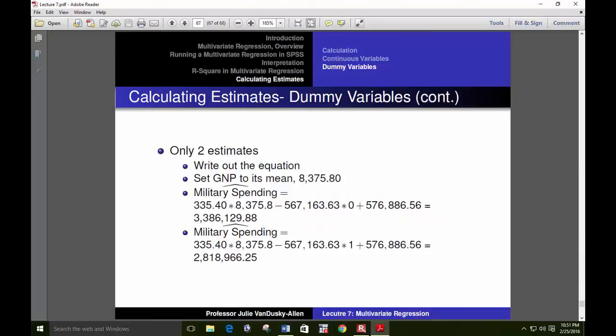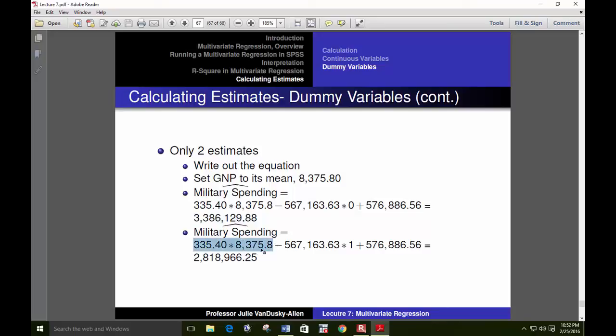So the first step is writing our two equations, varying conflict and holding GNP at its mean. The first equation would be military spending hat equals 335.40 times 8375.8 minus 576,163.63 times 0 plus 576,886.56, which equals 3386129.88.